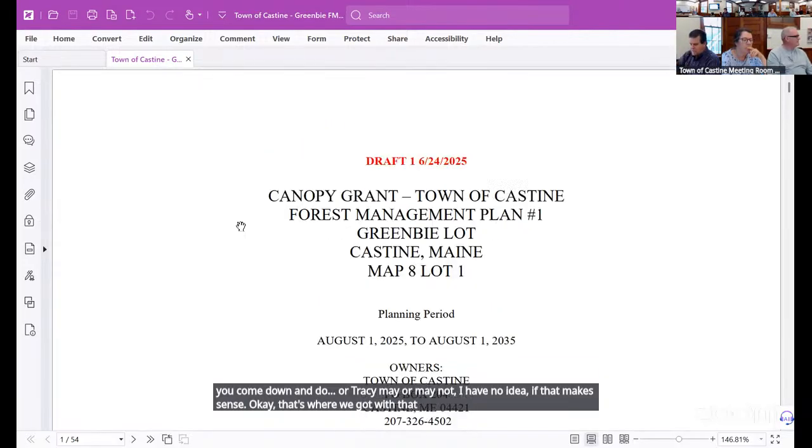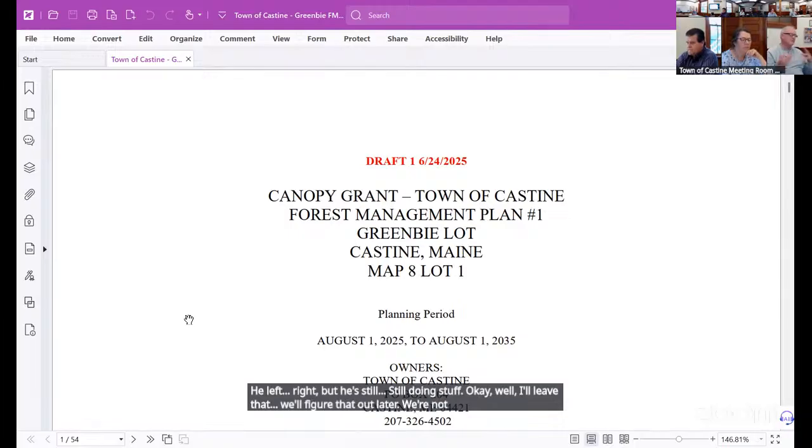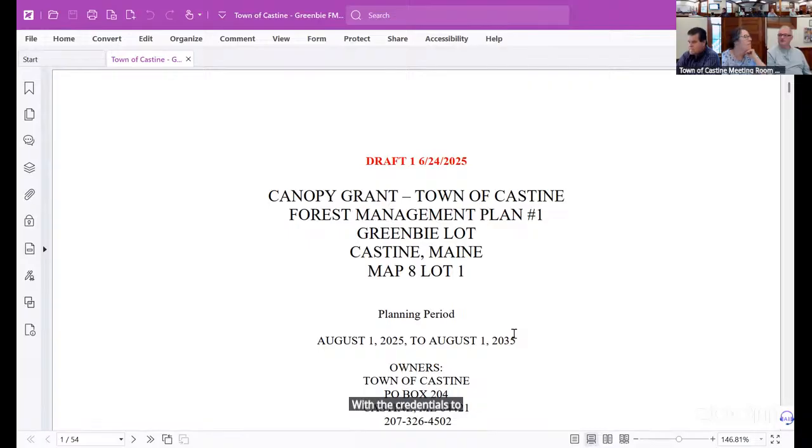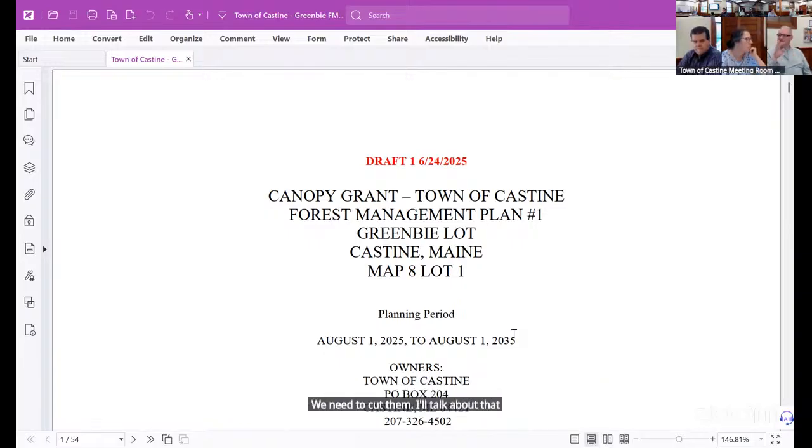I just wanted Ron, but I don't know what his deal is now. He left, but he's still pretty active. Okay, well, we'll figure that out later. We're not hiring him for a job. I just wanted someone with the credentials to be the one that talks about that. You can look it up online, but I don't want to be the one to say that. I'll talk about the trees, that we need to cut them. I'm the forester, and that's not my specialty.